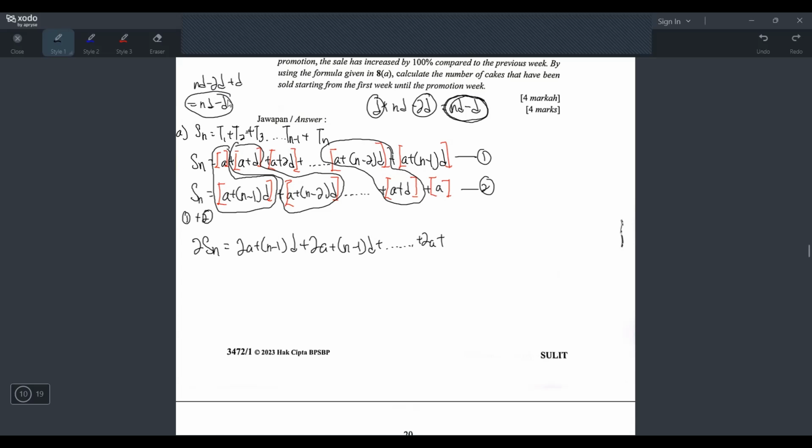And guess what? nd minus d is the same as n minus 1 bracket d. Because when you expand this, you will get nd minus d. It means the result here is n minus 1d also, right?